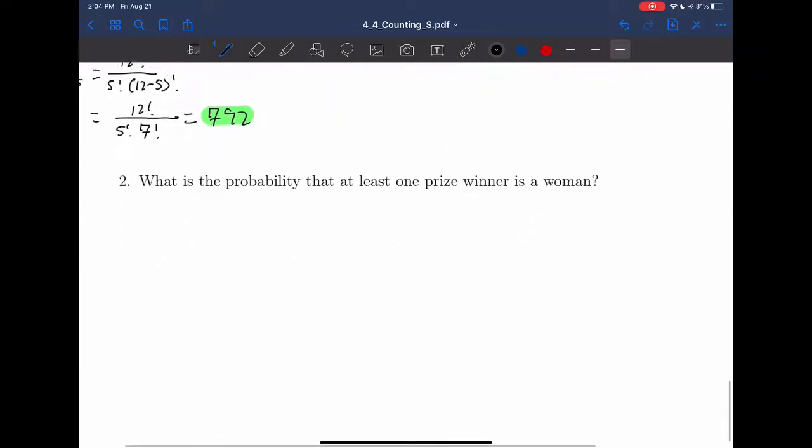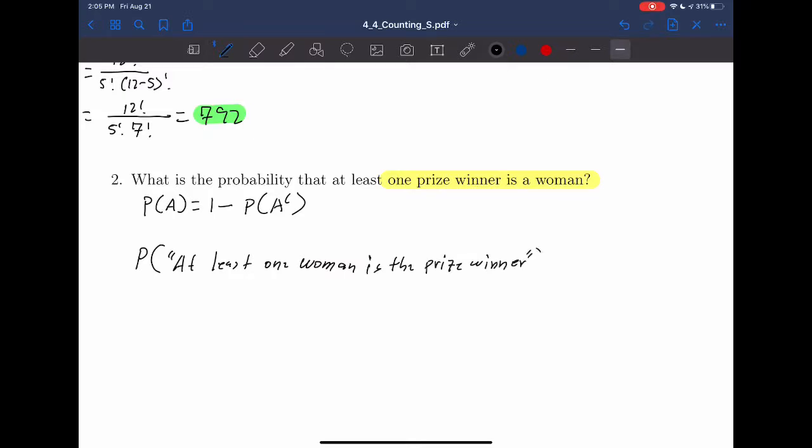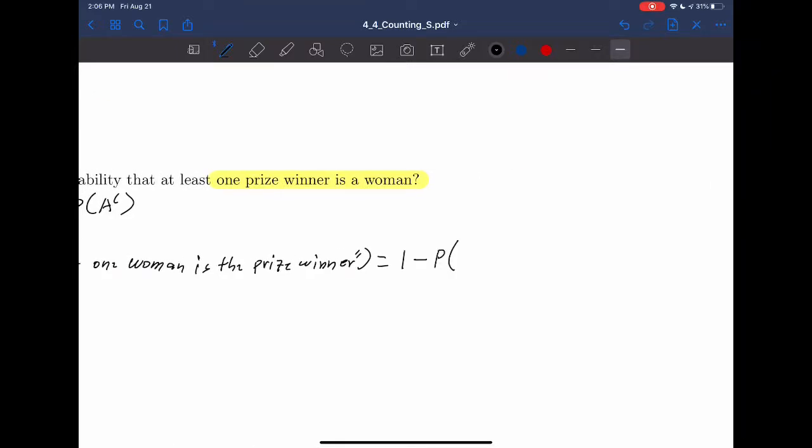Next, we want to find the probability that at least one prize winner is a woman. And there's actually a lot of ways we could figure this out, but the easiest and best way is using the rule of complement. So if you remember, the probability of A is just 1 minus the probability of A complement. Here, our event A is just at least one prize winner is a woman. So here, the probability of at least one prize winner is a woman is going to be 1 minus the probability of no woman is the prize winner.